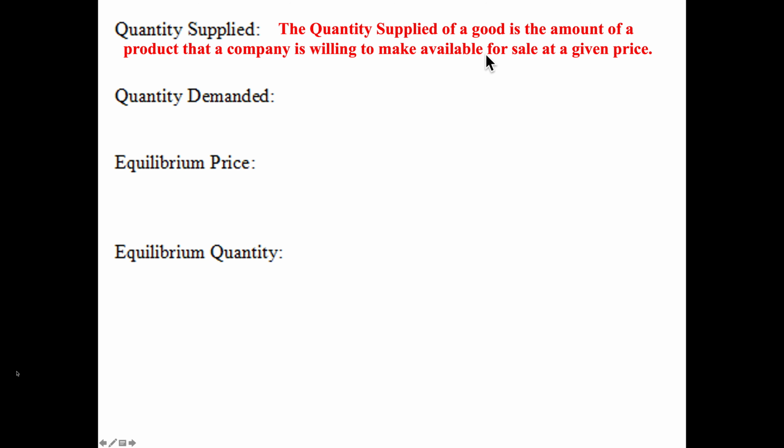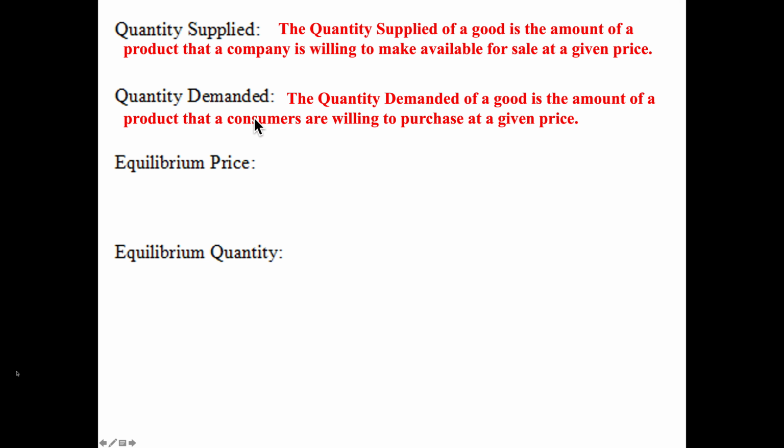The author wanted to incorporate a little economics here. Quantity supplied of a good is the amount of product that a company is willing to make available for sale at a certain price. Okay, so anything that talks about supplied is a company. Anything that talks about demand is us, the consumers. Quantity demanded of a good is the amount of product that us consumers are willing to purchase at that given price.